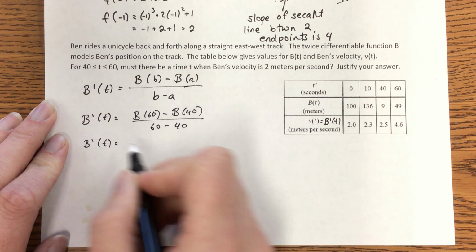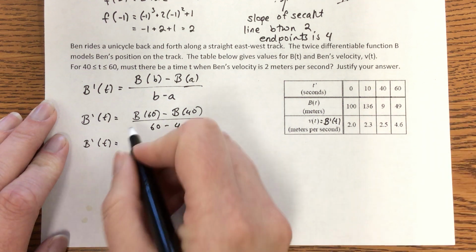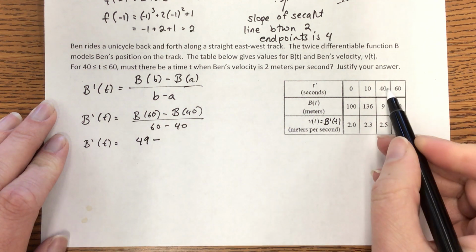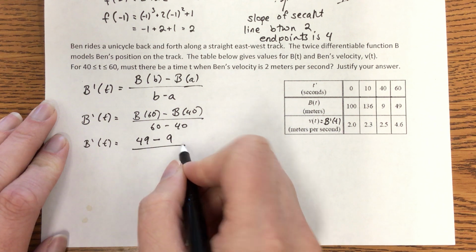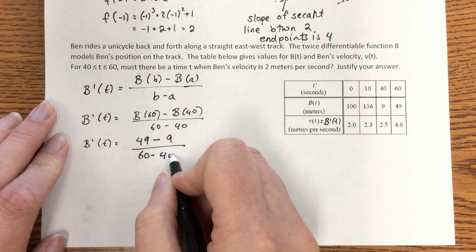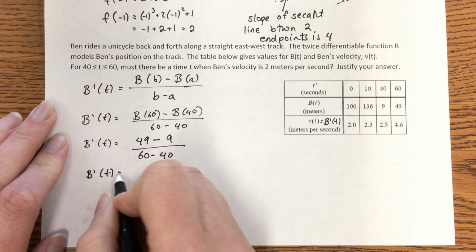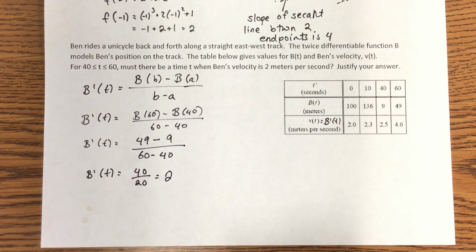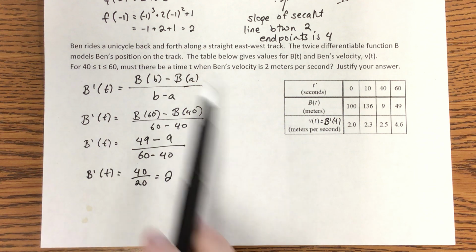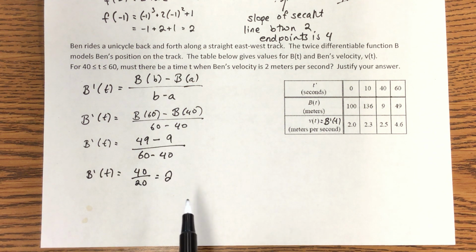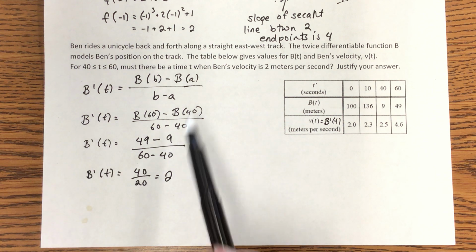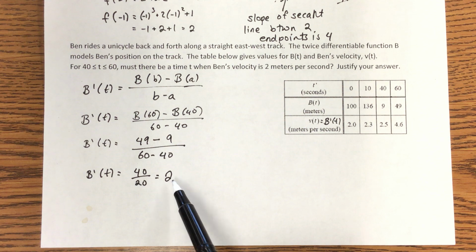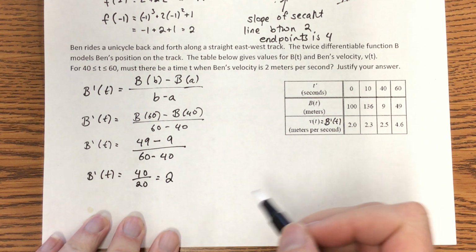So b prime of t equals, let's see, b of 60 is 49. b of 40 is 9, over 60 minus 40. So b prime of t equals 40 over 20, which is 2. We have to show that we are allowed to use the mean value theorem. We're allowed to use this formula in order to prove that b prime of t equals 2 somewhere. So how do we prove that?